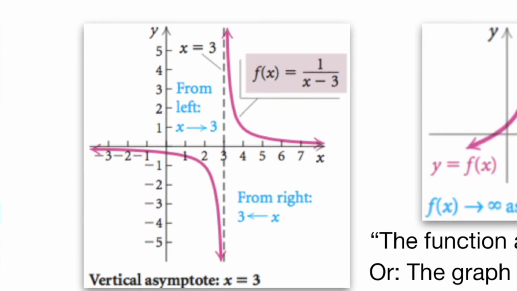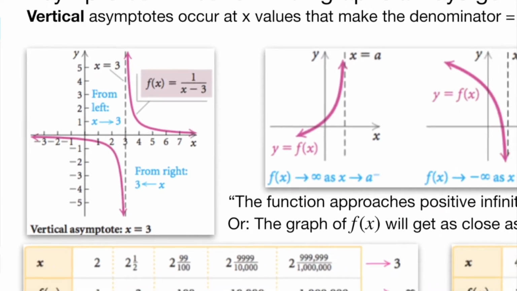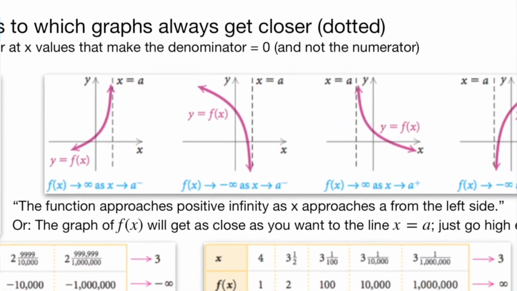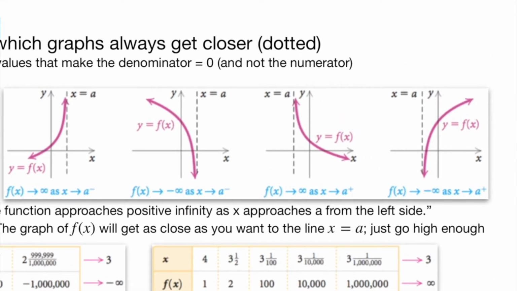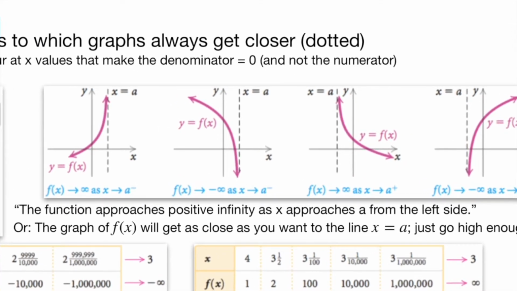This is how we say it. You can abbreviate this idea of the graph approaching the value of 3 as x approaches 3 from the right or from the left. Here are basically the 4 different ways that you can say it.